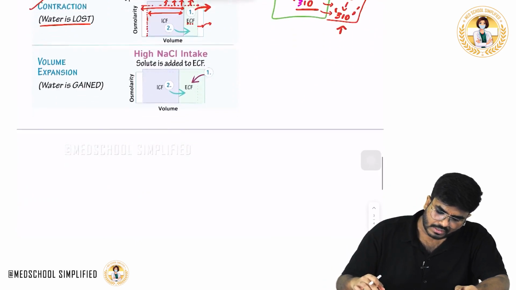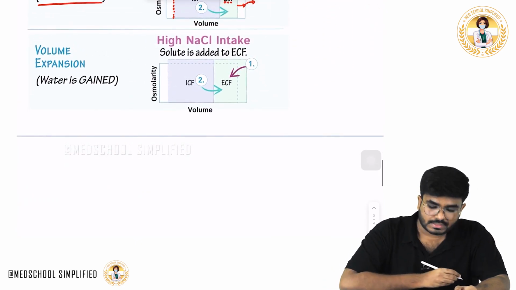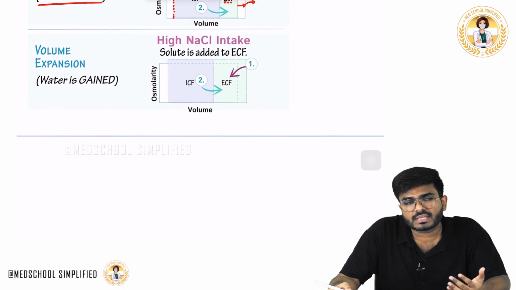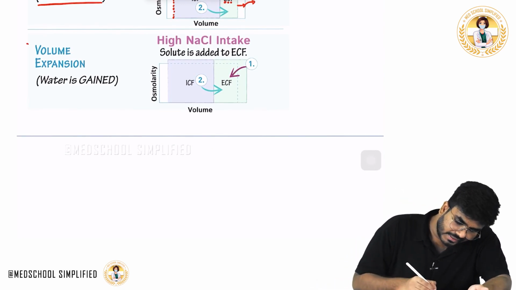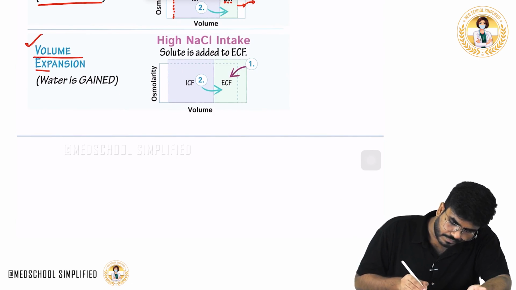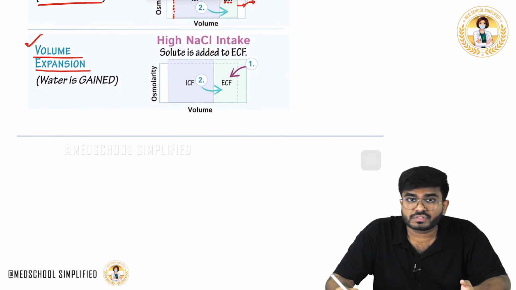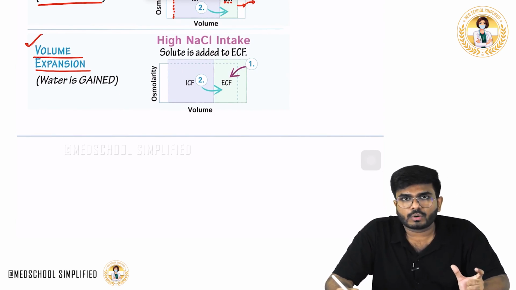The next condition which I want you to know is, again, the body fluids are becoming hyperosmotic, but there is volume expansion. In which condition, sir? Which volume is getting expanded? It is the extracellular volume. I am mainly going to talk about the extracellular fluids.